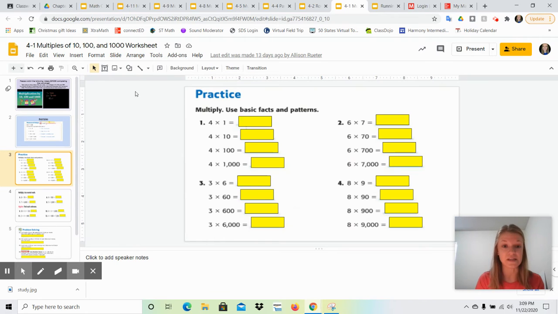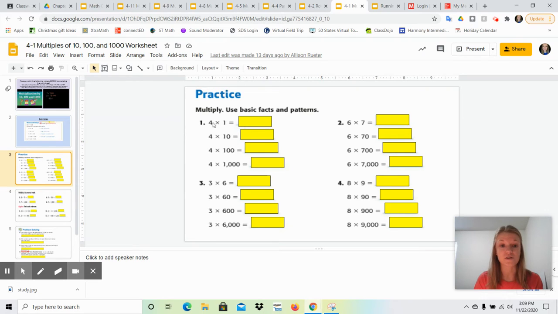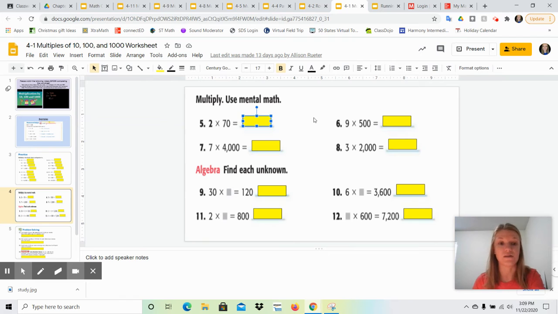Let's look at a couple examples from our worksheet. This page was probably the most confusing for you guys because on the first slide, it pretty much goes in order: 4 times 1, 4 times 10, 4 times 100, and working your way down like a pyramid. But on slide 4, it's a little bit different. So let's do these together.